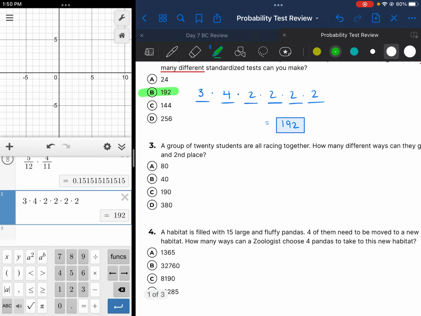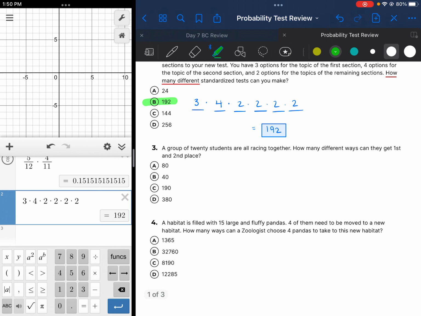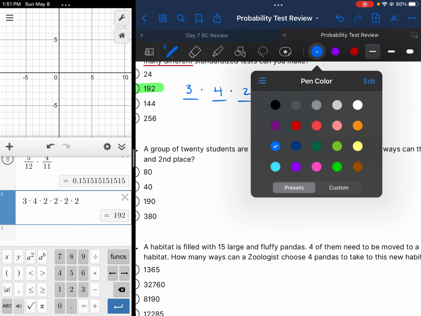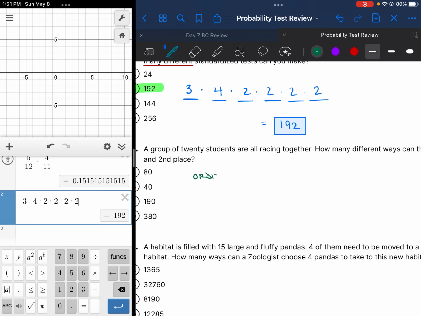All right, problem 3. A group of 20 students are all racing together. How many different ways can they get first and second place? So immediately when you see how many different ways, and we're talking about placement, first and second place, president, vice president, or something that indicates that order is important, that the order matters, we're talking about a permutation. So here, the order matters because of first and second place. We're talking about specific placement. And because the order matters, we're talking about a permutation.